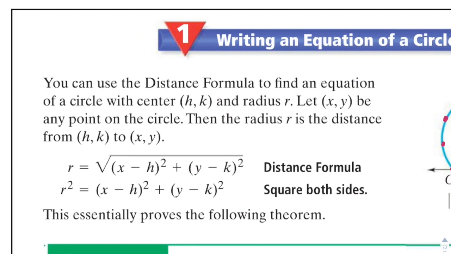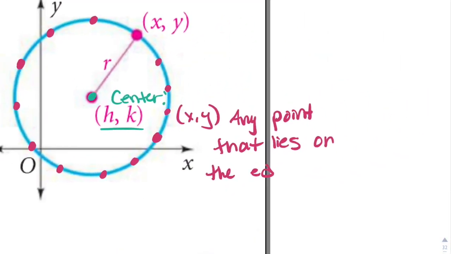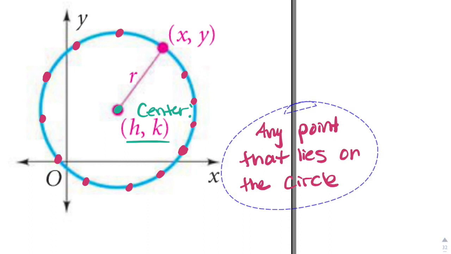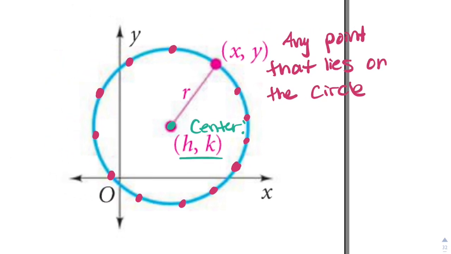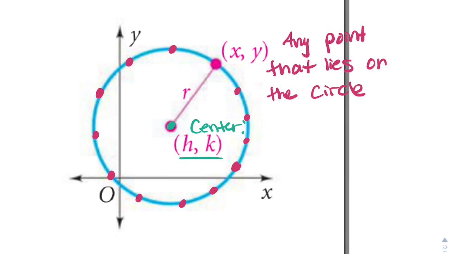What did they use? They don't use the word edge. Let's say that lies on the circle. So x comma y is any point that lies on the circle. I'll put it right near that one. And r is our radius. And that's pretty self-explanatory. So here's my equation.